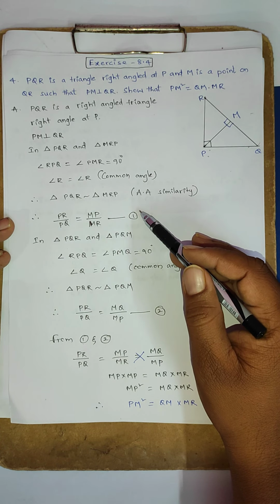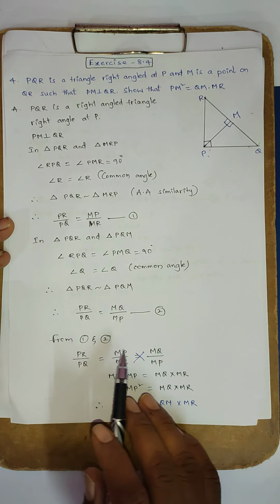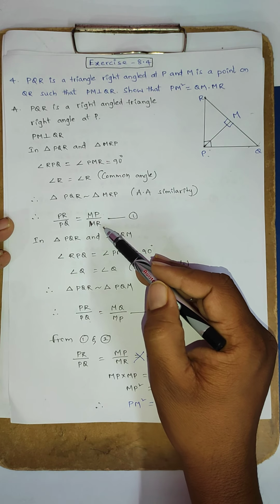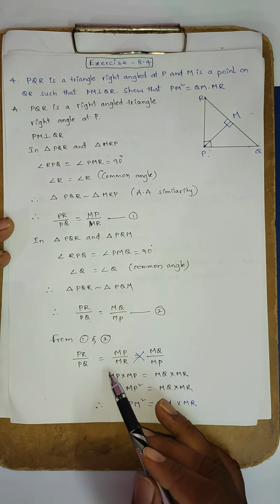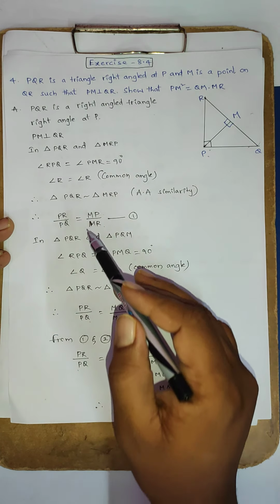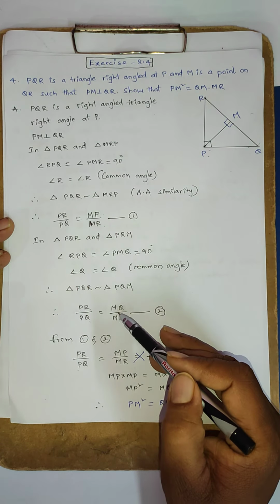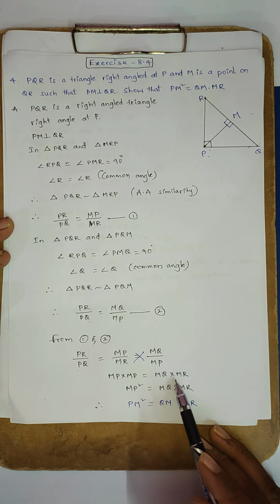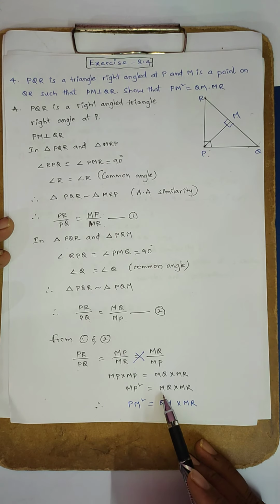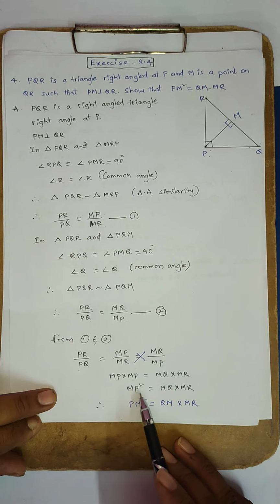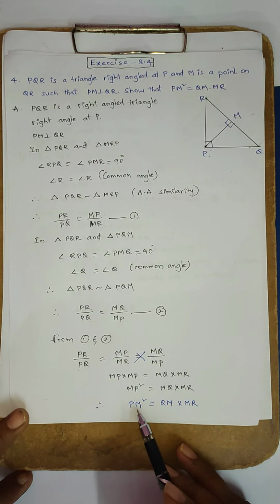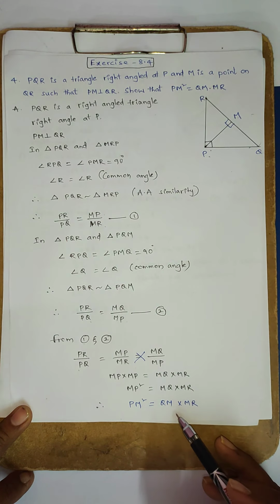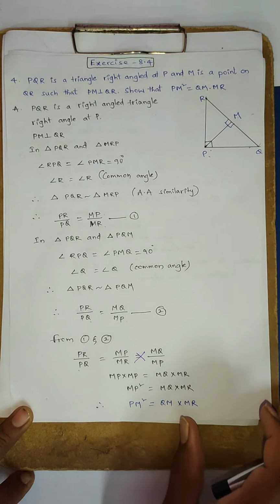Call the first one 1 and the second one 2. From 1 and 2, PR by PQ on the left side, and on the right side MP by MR and MQ by MP. Do the cross multiplication: MP times MP is equal to MQ times MR. So MP square is equal to MQ into MR. MP and PM are both the same, so PM square is equal to QM into MR. This is what we were asked to prove. We proved it. Thank you so much.